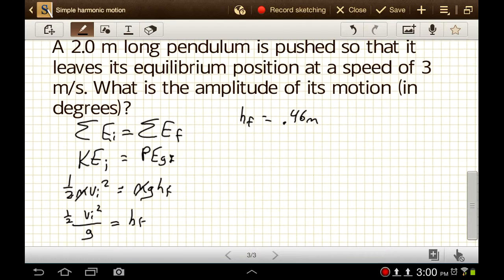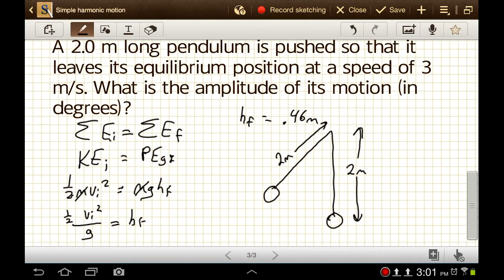So we need to think about this a little bit. If we had our pendulum hanging straight down, it would look something like this. Sorry, got the announcements chiming in here. And this is a 2-meter long pendulum. And when it gets to its farthest out position, something like this, we've got still a 2-meter long pendulum. So that hasn't changed. And now we know that this distance right here, from the height that it started at to the height that it ends at, that's 0.46 meters.